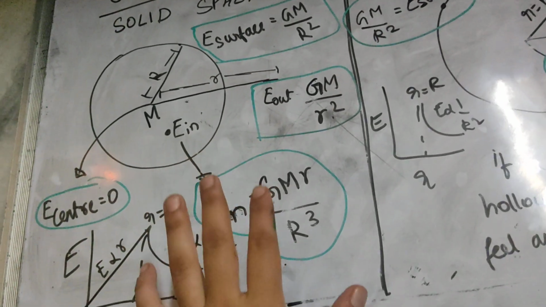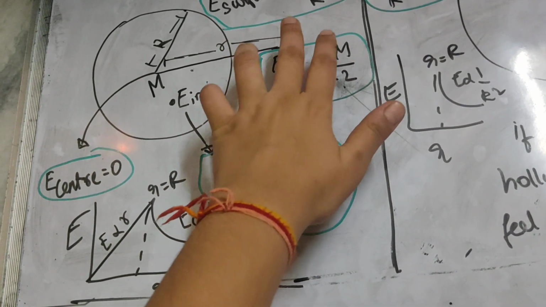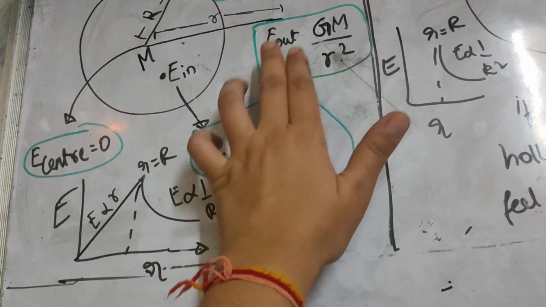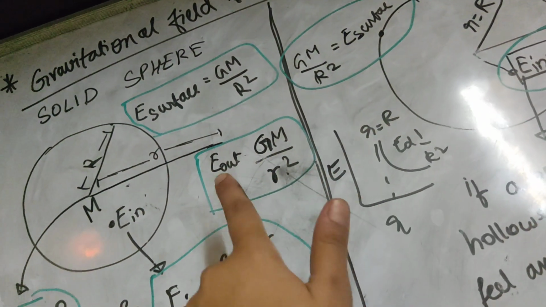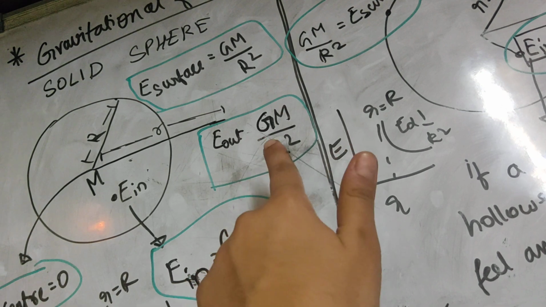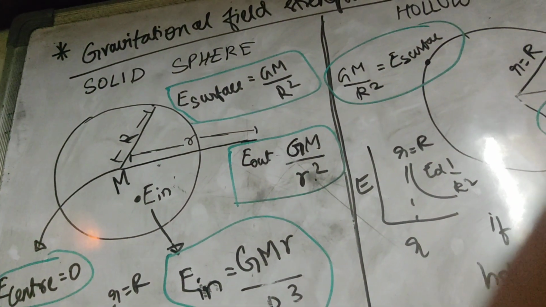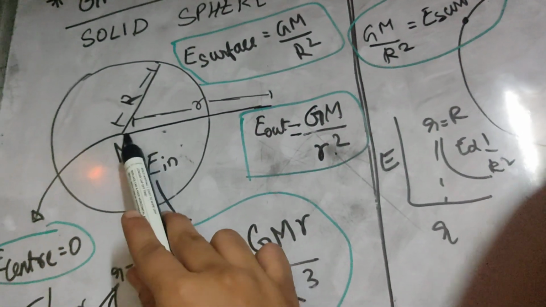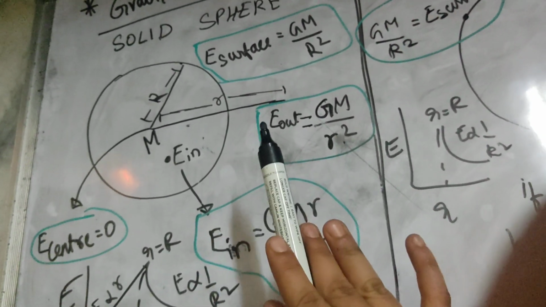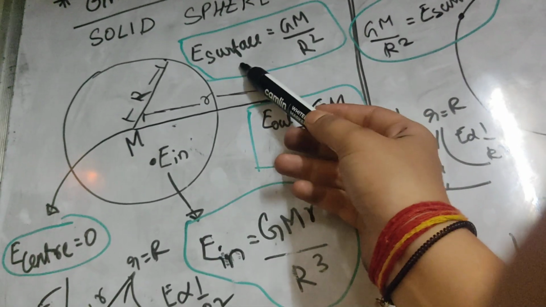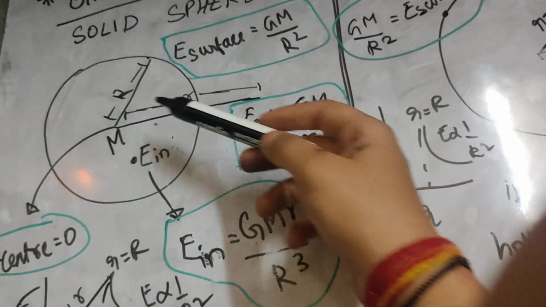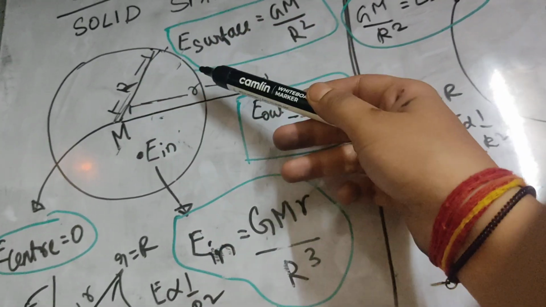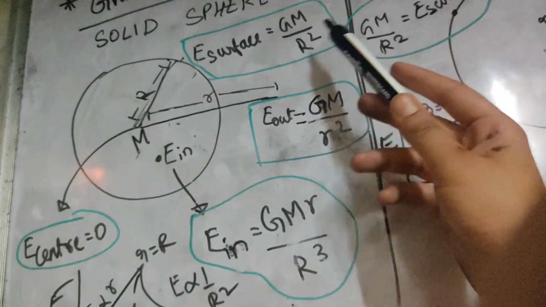Now if I place a small mass, what will be the gravitational field strength at a point outside the solid sphere? E out, the gravitational field strength outside the sphere, is equal to G, the gravitational constant, into mass of the sphere upon distance. How much is the distance? R square, I am denoting. Now what will be E at the surface? This R will get replaced with the radius of the solid sphere. The distance at the surface is this much only, capital R, which is the radius. So G into M upon capital R square.